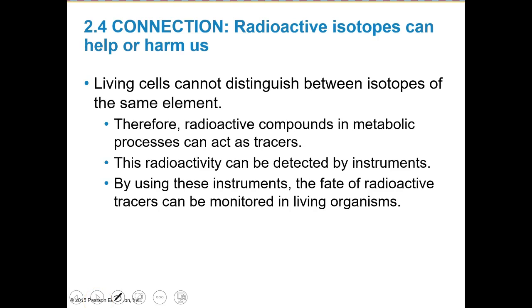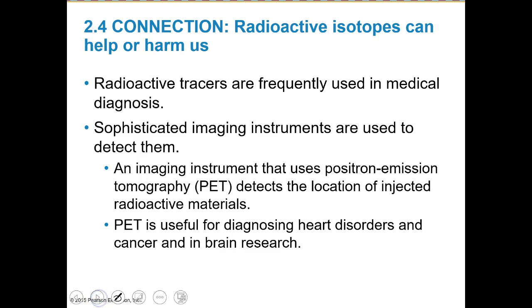Living cells can't distinguish between isotopes of the same element because we've got a neutral particle in there. Can't really tell. So radioactive compounds and metabolic processes can act as tracers, because if we can use some that glow but our body can't distinguish it, then we can follow it around. The body just takes it in like, oh, it's the same thing I normally have. But we've labeled it a little bit differently so we can detect it with some instruments. And so using these instruments, we can use these radioactive tracers to monitor living organisms. That's actually kind of how we get towards PET scans.